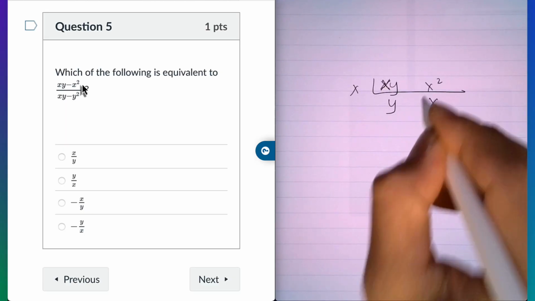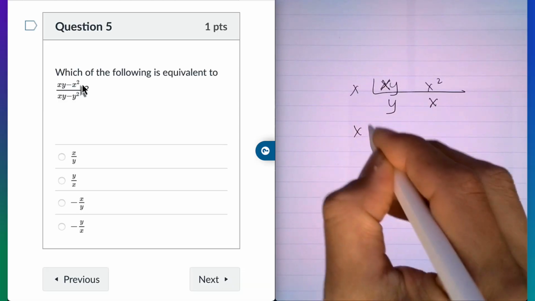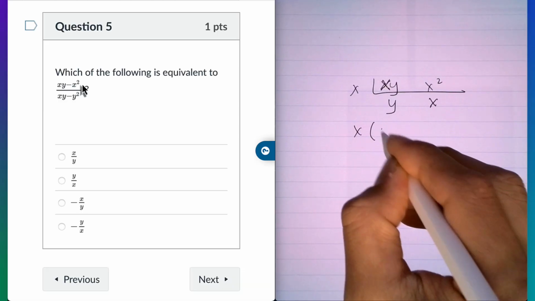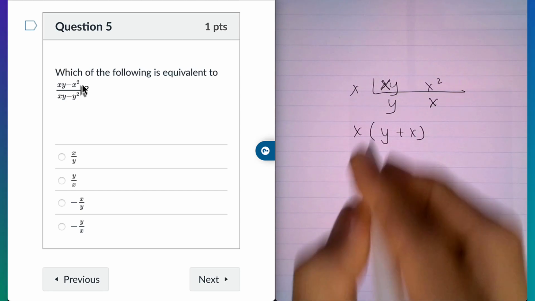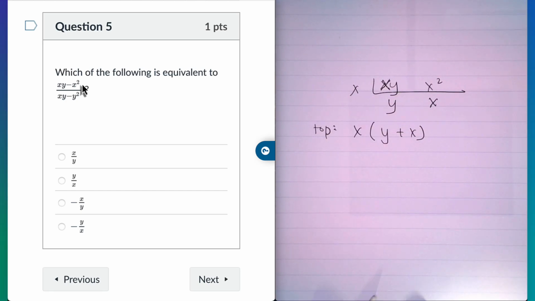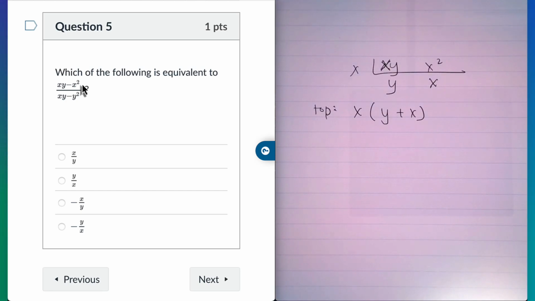So what does this signify? You can write the greatest common factor outside, and you can write y plus x or x plus y, it doesn't matter. Okay, so that's what stays on top after you factor out the GCF. Now what about the bottom?